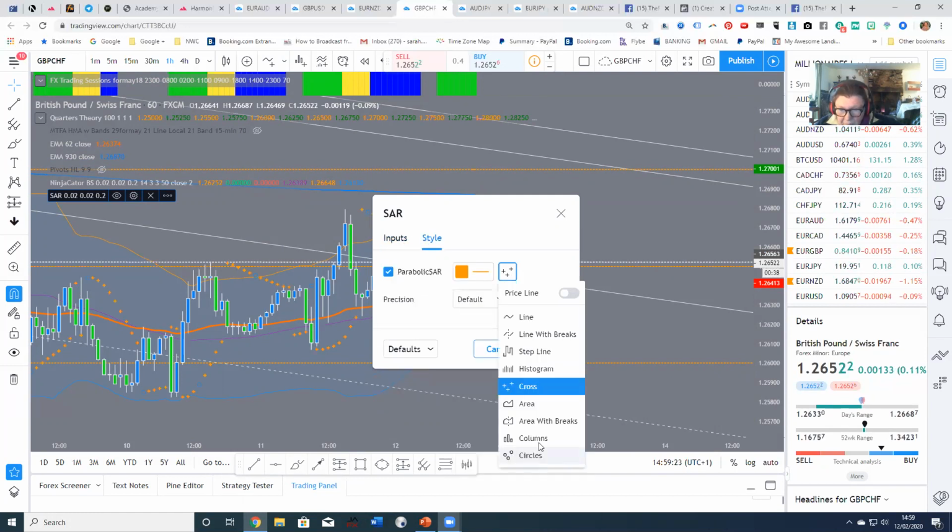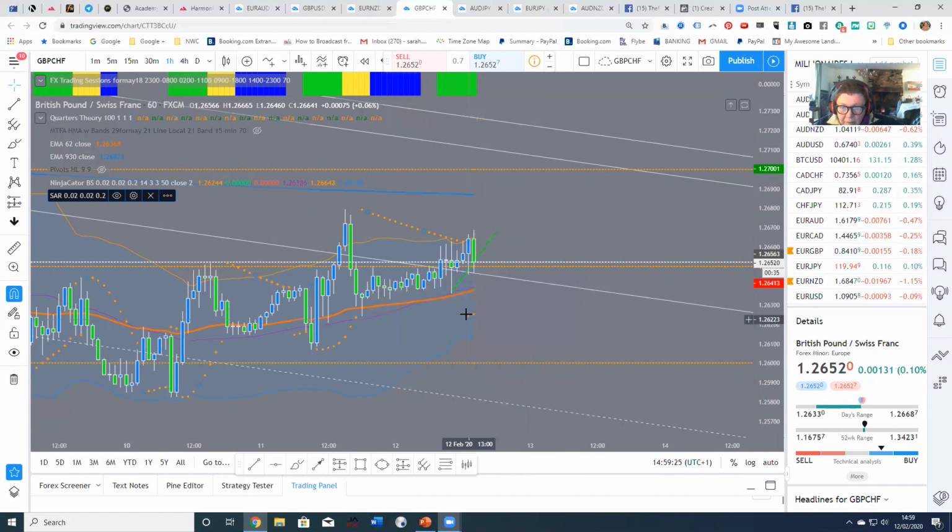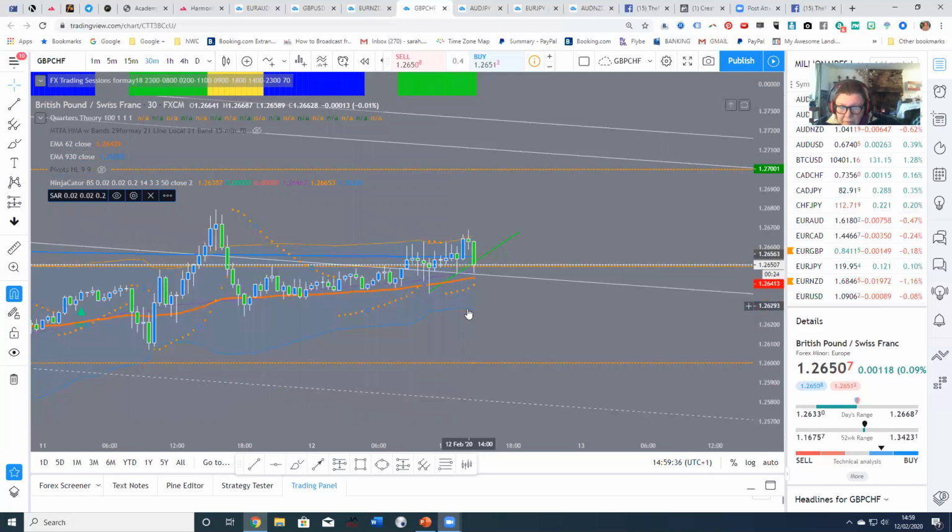I usually change that to circles. You can just see them a bit better. So you have got a SAR flip, but you've got a wicky candle. You haven't got a flat bottom candle on that. And on the half hour, no flat bottom candle, but on the half hour it did close above quarter theory, and there's that doji candle. Sorry, it hasn't closed yet. It's closed there as a doji, which means it can't make up its mind what it wants to do.